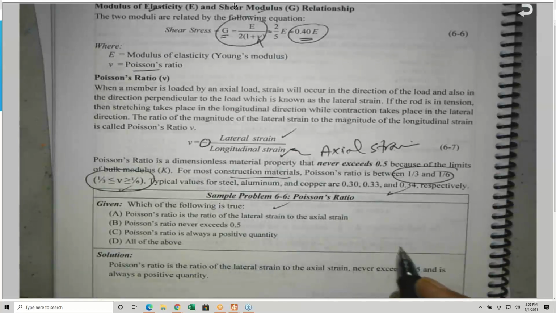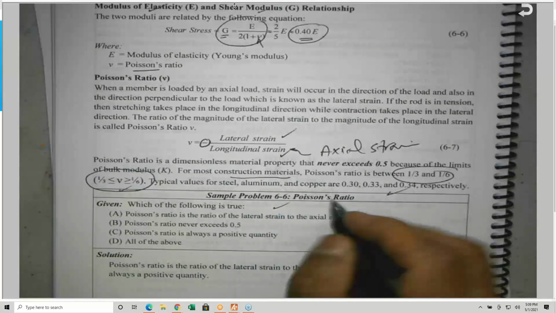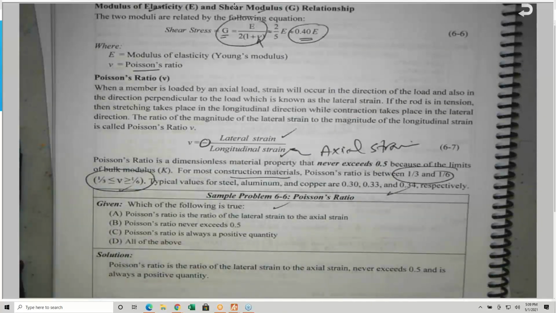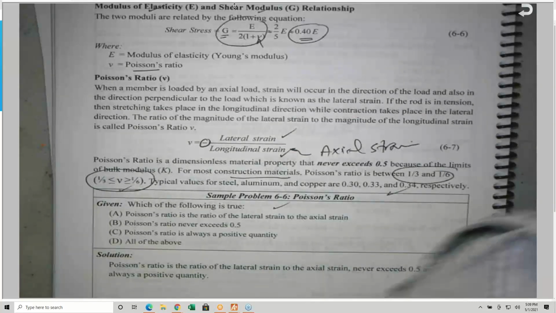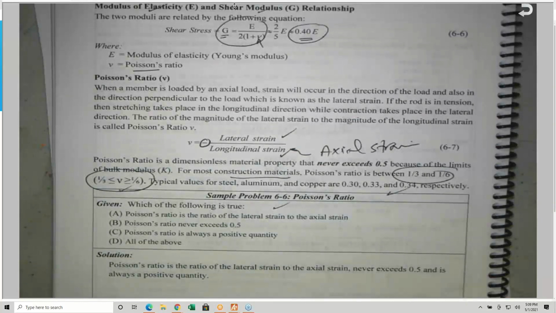Question number 6. We need to understand, or be ready, by the way, with conceptual questions and with calculations, because the exam does have both.